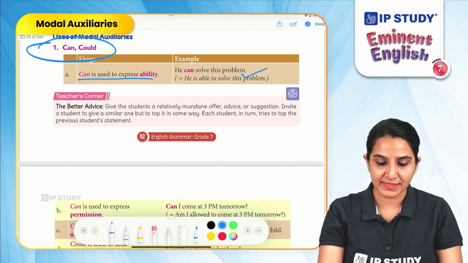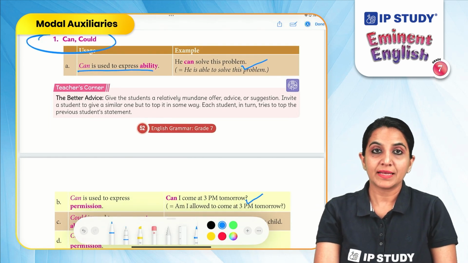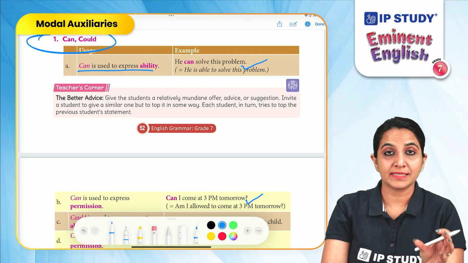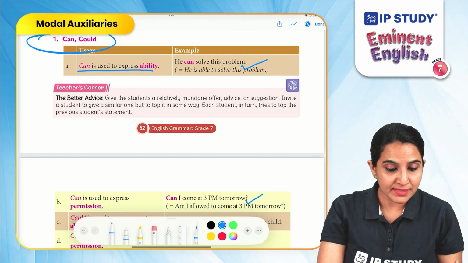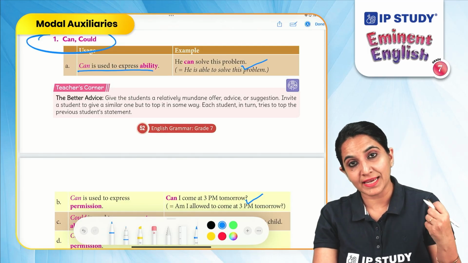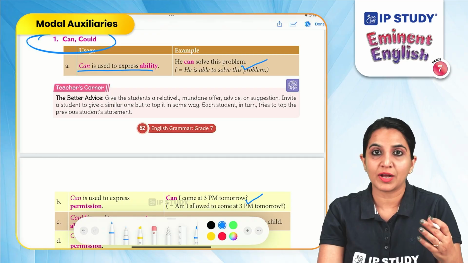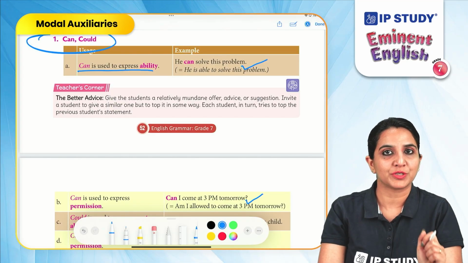In the sentence, can I come at 3 p.m. tomorrow? In this particular sentence, the person is asking for permission. That means this is used to express permission. What is the sentence saying? It is asking, am I allowed to come at 3 p.m. tomorrow? So this is used for permission.